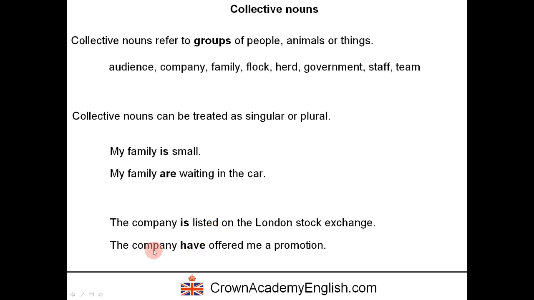So here, company is listed. In fact, this is the passive present. So it is listed. This is singular. And here we are using the present perfect. And this is the third person plural form. The company have offered me a promotion. So here we are treating it as a plural and here as a singular.